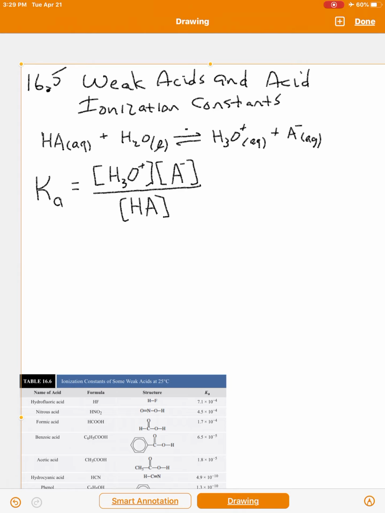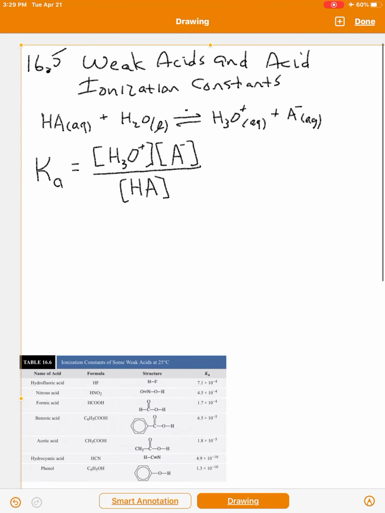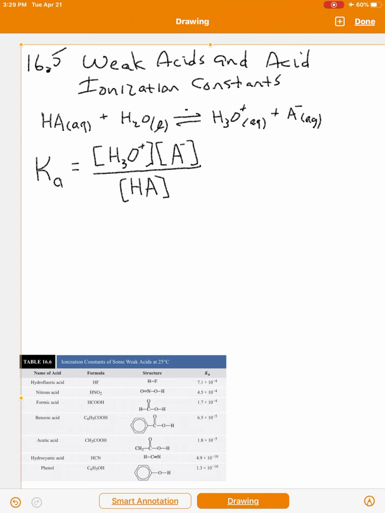If you look at table 16.6, there is a very abbreviated list of a few of the common weak acids, but this is by no means an exhaustive list. There are thousands of weak acids found in nature. Those of you who are biology majors are familiar with many of them. The amino acids are weak acids, for example. Okay? And so hydrofluoric acid has a Ka value, these are all taken at 25 degrees C, of 7.1 times 10 to the negative 4.